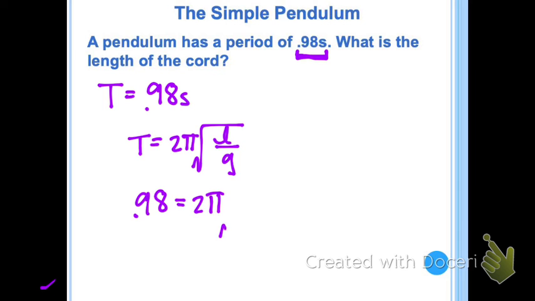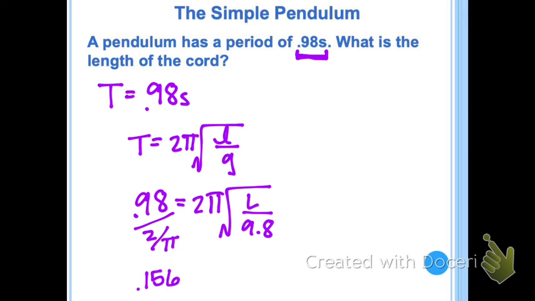2 pi square root of L over 9.8. So again, here I'm moving 2 pi to the other side. So I'm going to be careful about either using parentheses when I move it over, or when I do it, I go divide by 2, divide by pi. And when I moved that over, I got 0.156. I'm going to round it there, but I'm not going to do anything in my calculator. I'm going to use that.